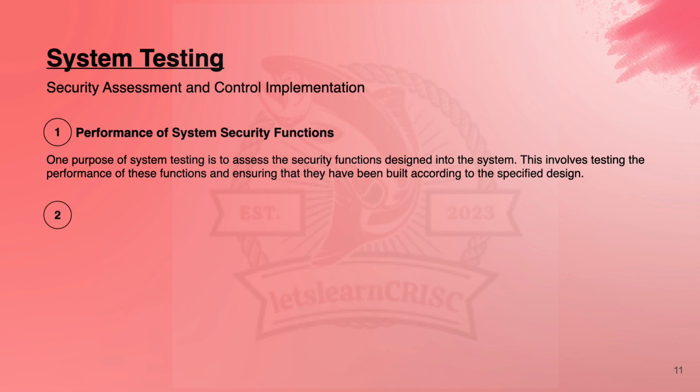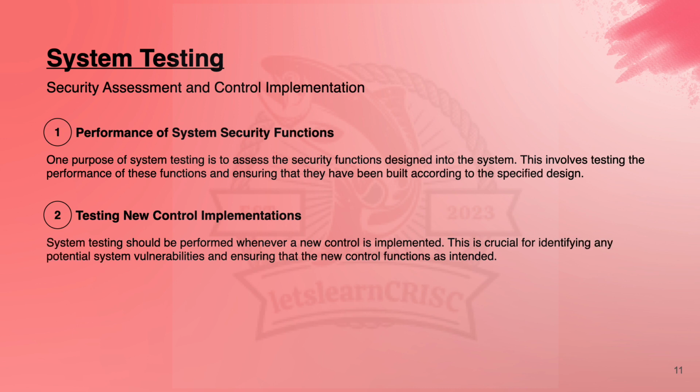Next, about testing new control implementation. Friends, whenever a new control, such as a security measure or safeguard, is introduced into the system, system testing becomes crucial to evaluate its impact on the overall functionality and security of the system. For example, implementing a new intrusion detection system as a control measure to enhance security in an organization's network. This is crucial for identifying any potential system vulnerabilities and ensuring that the new control functions as intended.